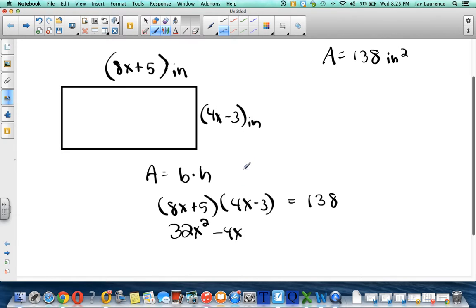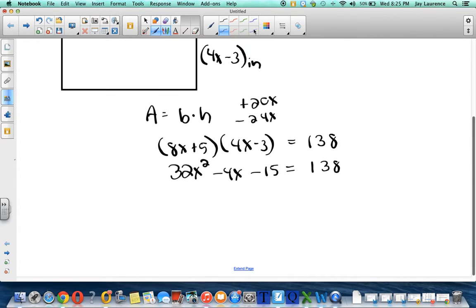All right, I'm skipping some steps. You can do it. If you're paying attention, you heard me say a positive 20x and a minus 24x. All right, I get negative 4x, and then I'm going to get a negative 15. That's going to equal 138.